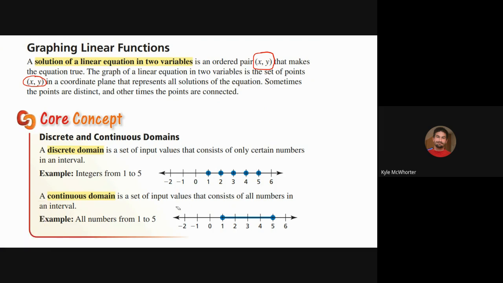A continuous domain is a set of input values that's all the numbers in an interval. So all the numbers from 1 to 5. 1.5 would work, 1.1 would work. So continuous is where all the values in an interval are possible input values. Discrete is when only certain values are input values.